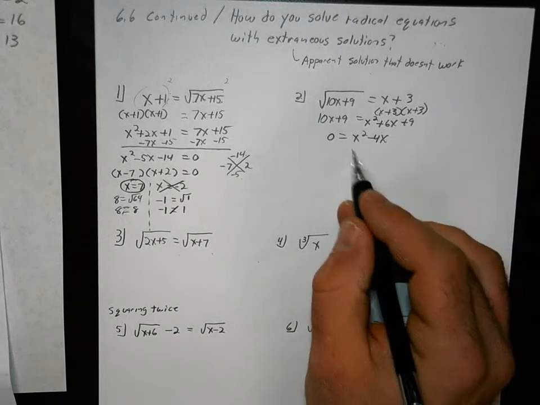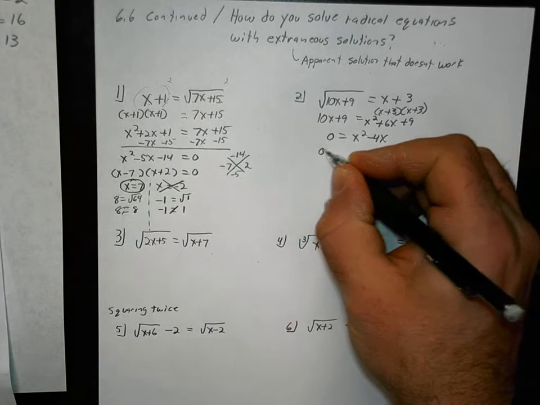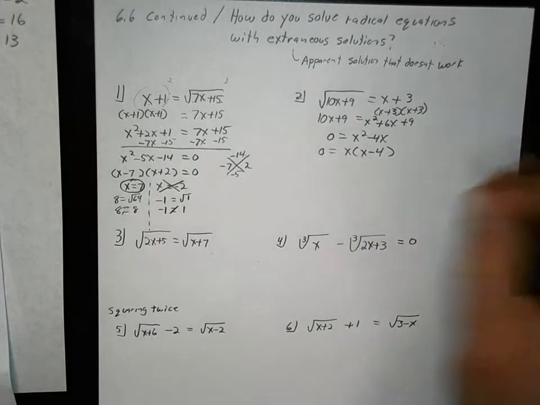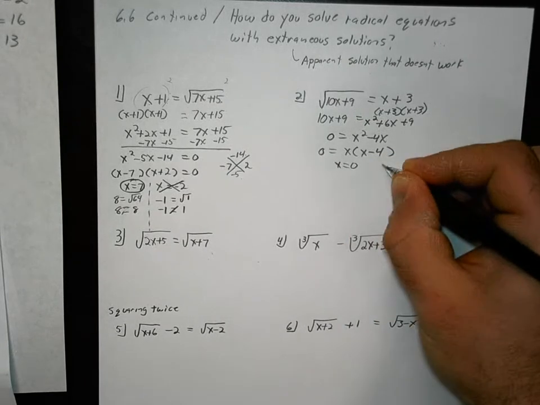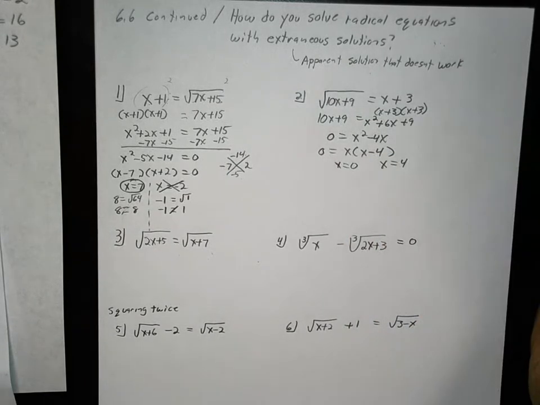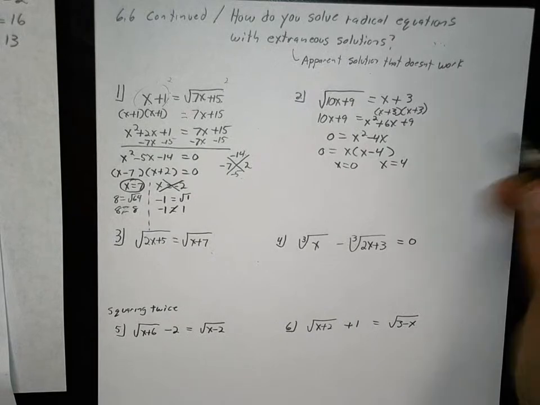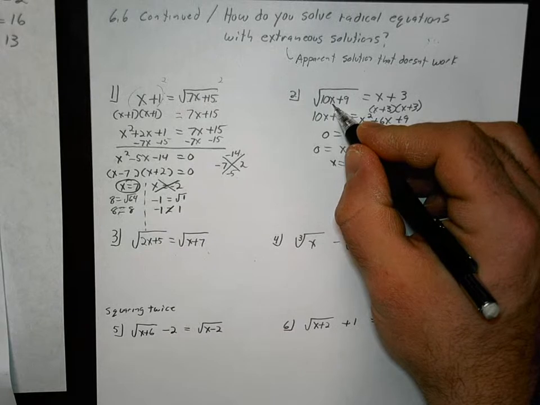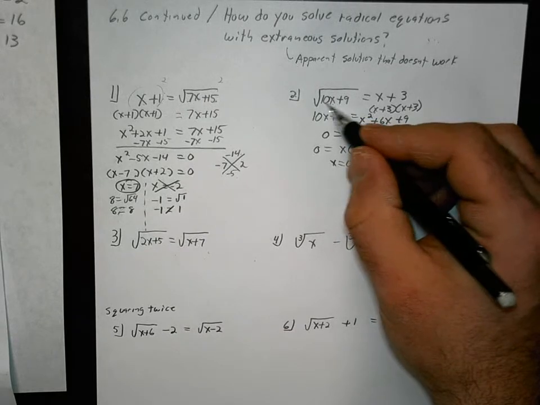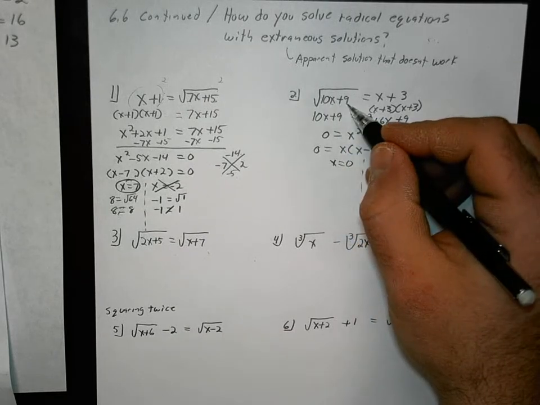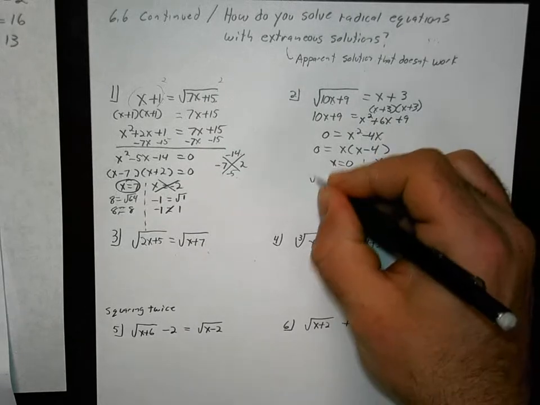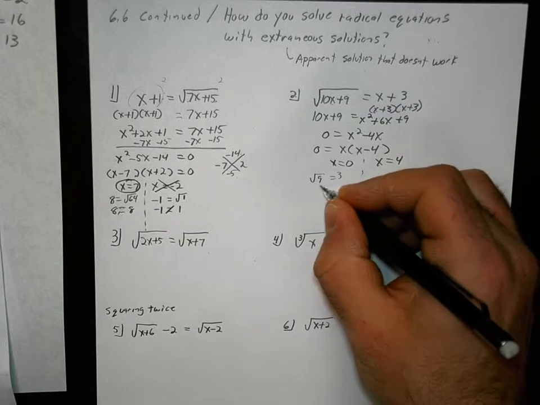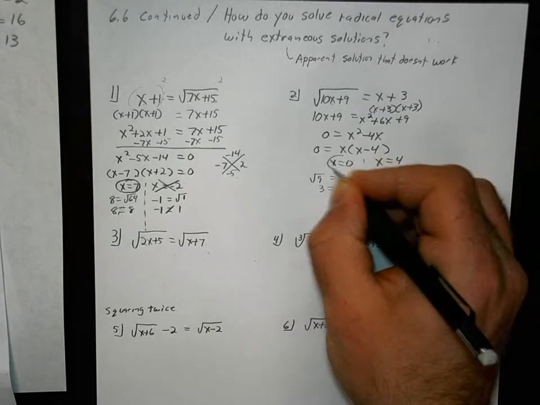Now how do I solve that? Well, I solve that by factoring out an x, like so, and then setting each equal to 0. So x equals 0 and x equals 4 are my two solutions. Okay, so let's try each of those. Plug in 0 here. I'm going to get 0 plus 9 is 9. So the square root of 9 would equal 0 plus 3 is 3. So 3 equals 3, so that one's okay.